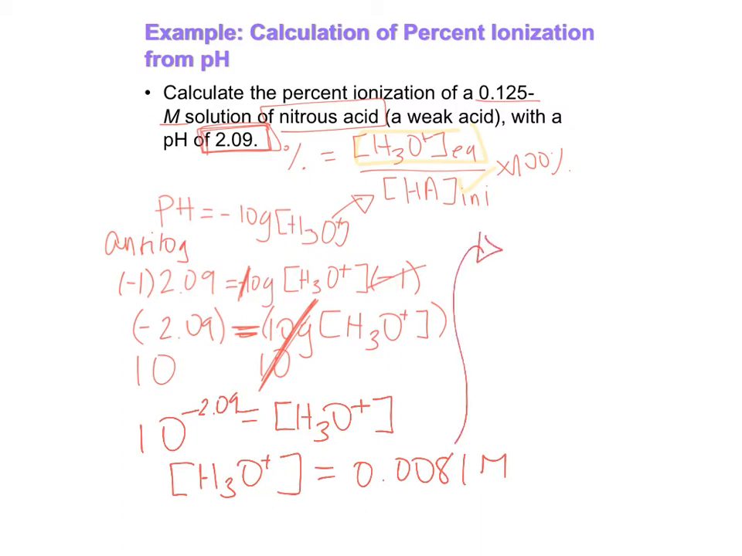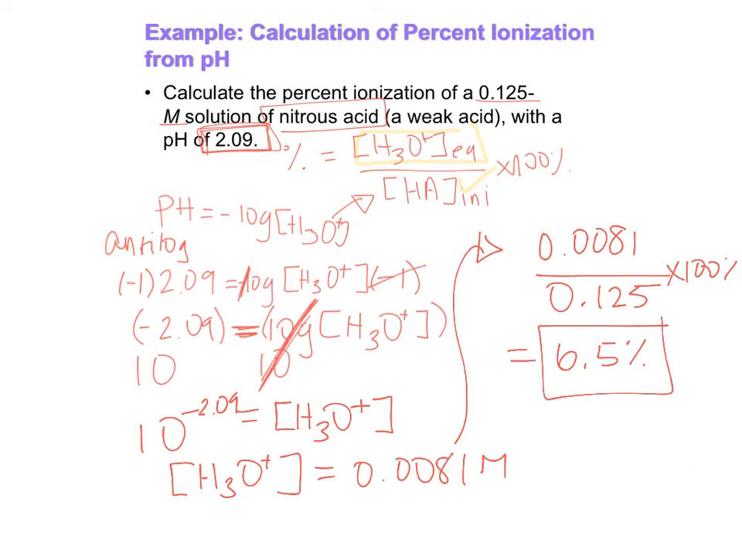So now we have all the concentrations we need, and we are going to plug this in. We have our concentration of hydronium at the top, and at the bottom we have the concentration of the weak acid to begin with. When you calculate that out, we should get 6.5%. So in that way, you can determine how weak this acid actually is. It's pretty weak, only about 7 percent if you round it. Only about 7% of this acid actually ionizes and puts out those protons into solution.